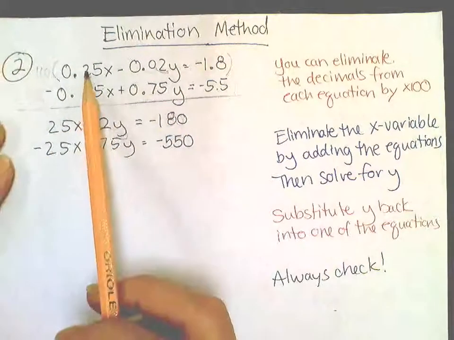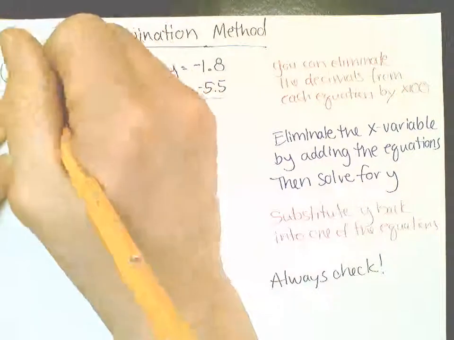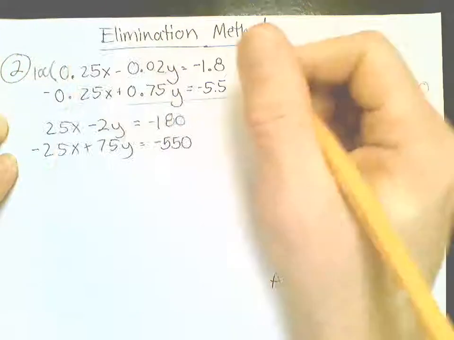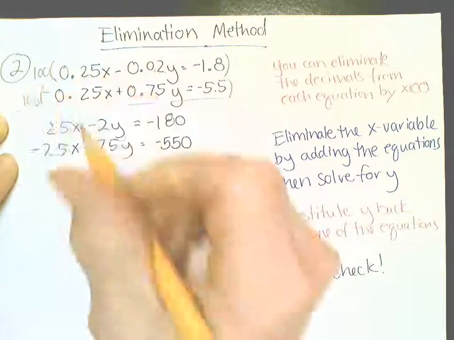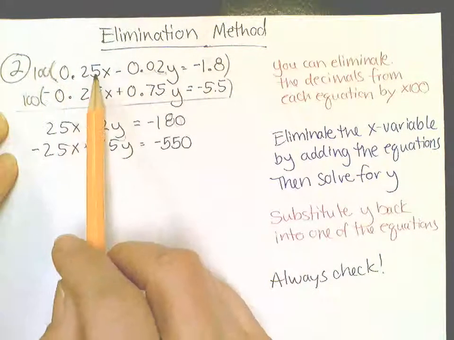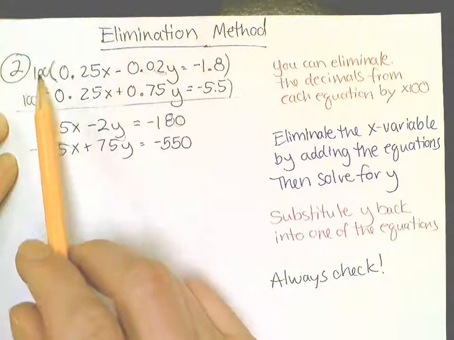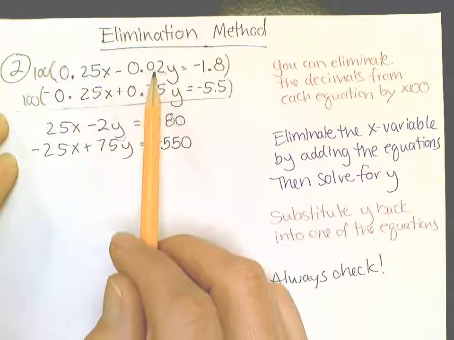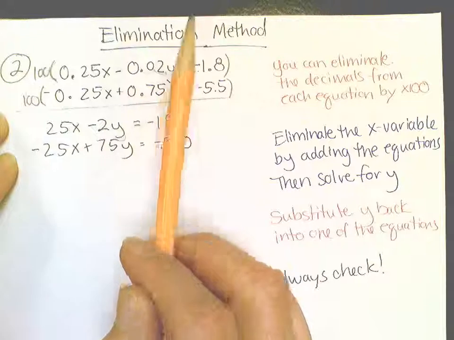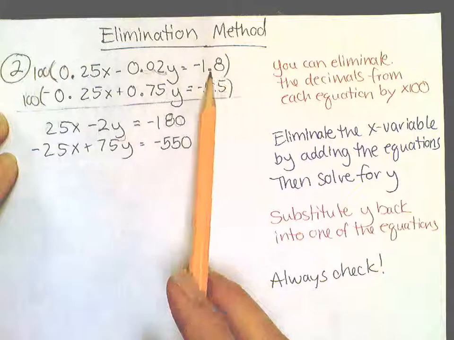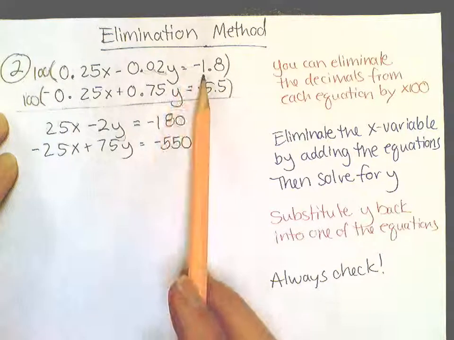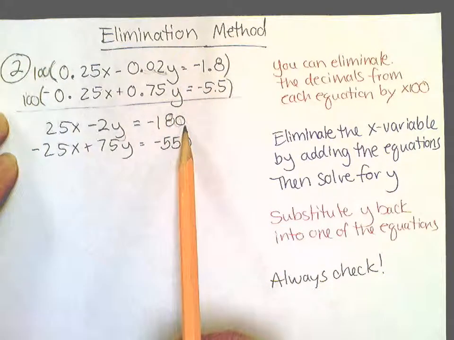And in this case, since this goes to the 100th spot, you're going to multiply each equation by 100 if you want to do that. Okay, so if you do that, you got 100 times 0.25 is going to be 25x. 100 times 0.02, if you move that decimal 2 places, or you can multiply by 100 in your calculator, you get 2y. And multiplying 100 times negative 1.8 will give me negative 180.